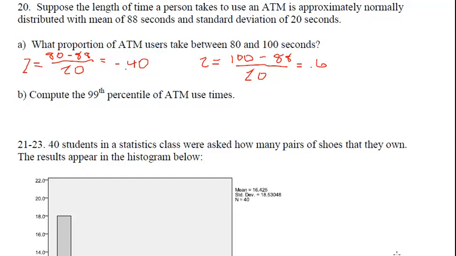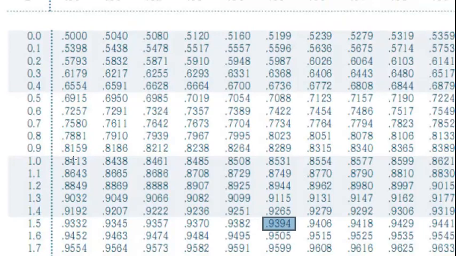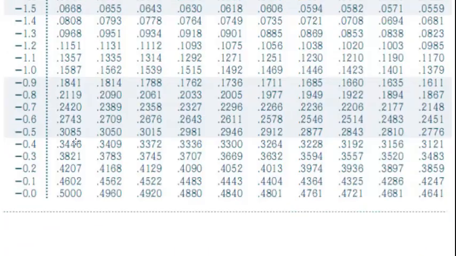And so this is a problem where we need to calculate two z-scores, one for 80 and one for 100. If you're not using a calculator, you find the area to the left and you subtract the larger area minus the smaller area. So I went ahead and calculated the z-scores already to save a little time. We have a z-score of negative 0.40 for our x value of 80. I can go to the table and look up negative 0.40.